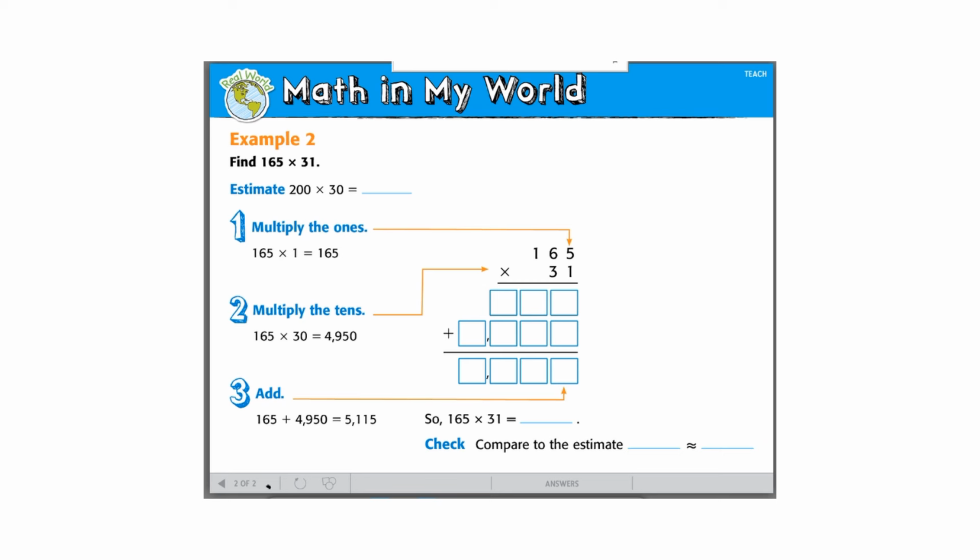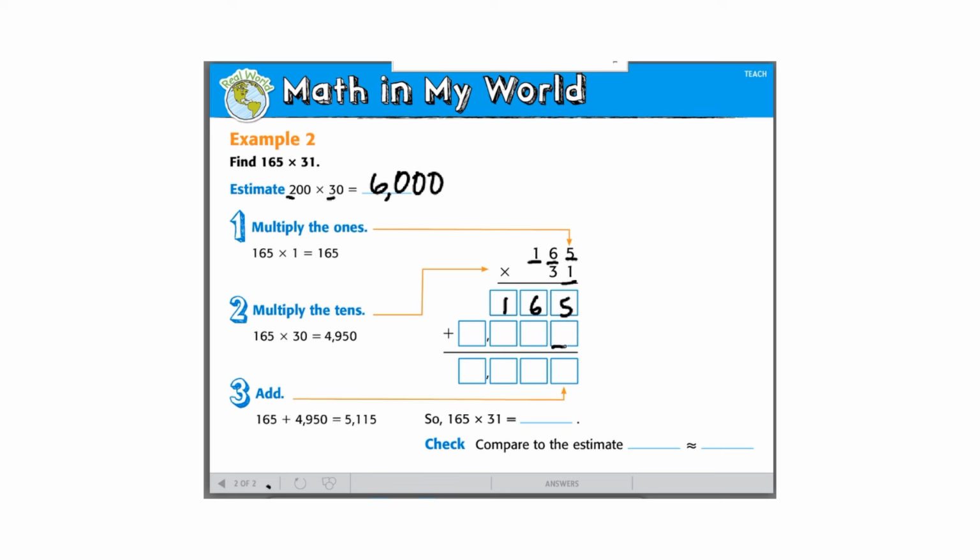Our estimate is 200 times 30, which would be about 6,000. So when we multiply this, our answer should be somewhere around that. So you shouldn't get like 100,000 for your answer because that's not going to be close. 1 times 5 is 5. 1 times 6 is 6. 1 times 1 is 1.